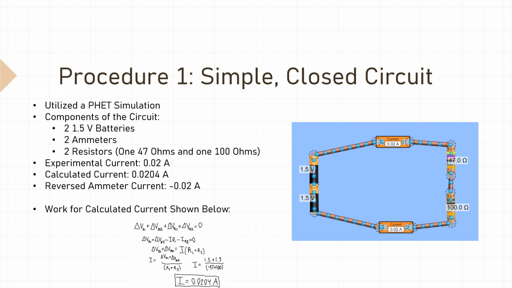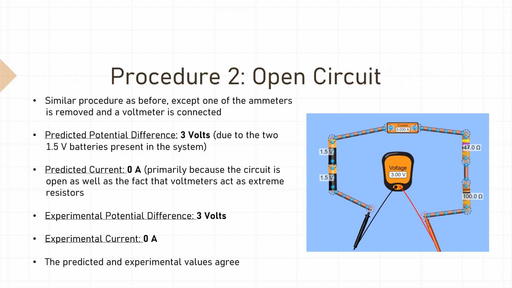In procedure 1, a simple closed circuit is made with two batteries, two ammeters, and two resistors. The experimental current found was 0.02 amps, and the calculated current was 0.0204 amps as shown below, and the reversed ammeter current is negative 0.02 amps.